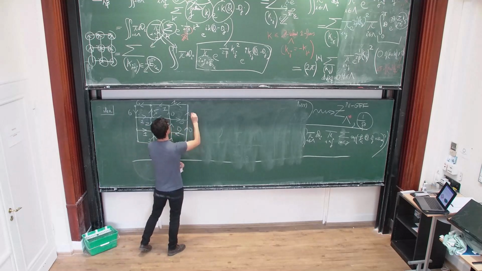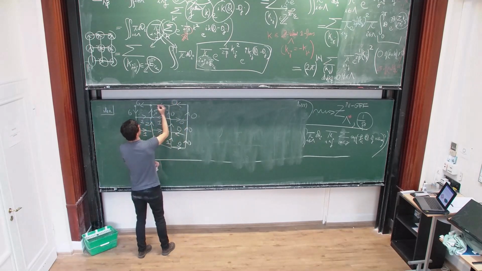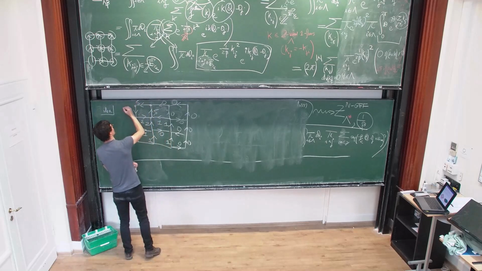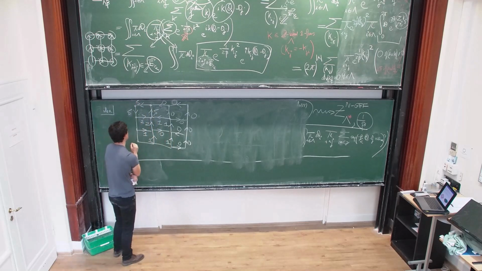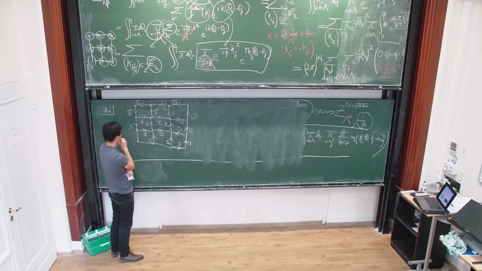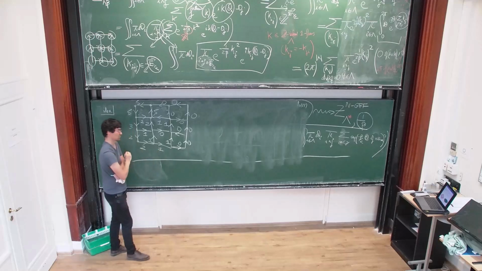Okay, let's simplify things a bit. 0, 5, 5, 3, and then 2, 2, 1. Good.